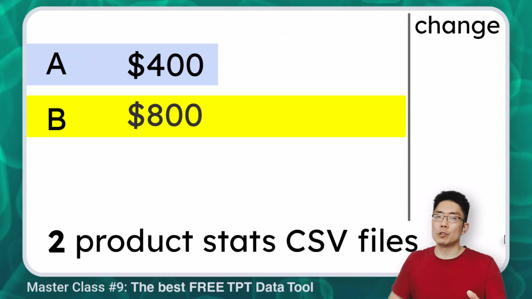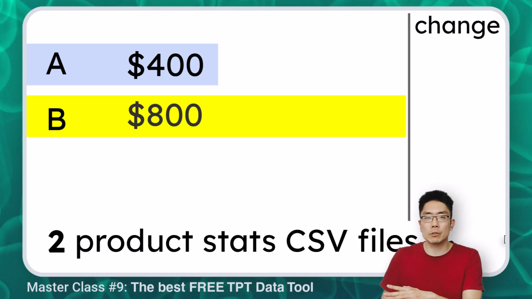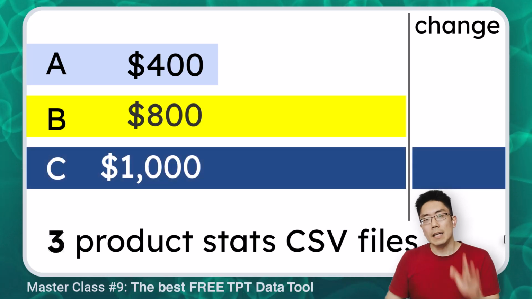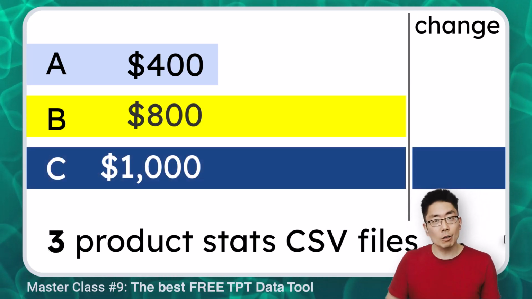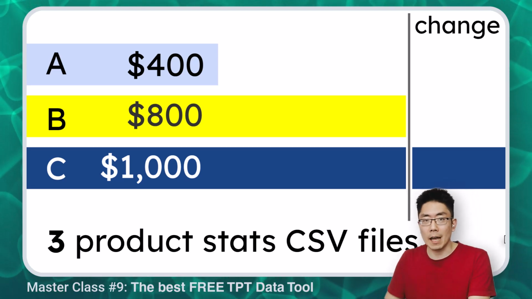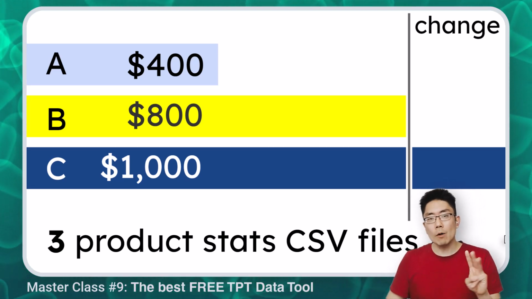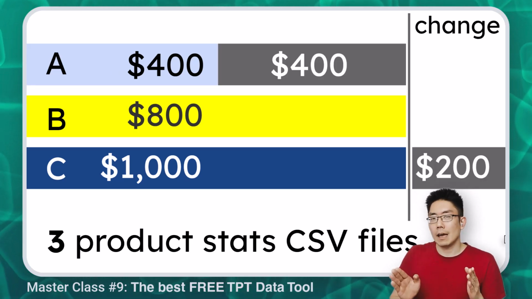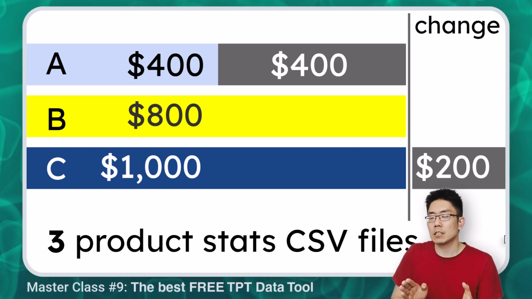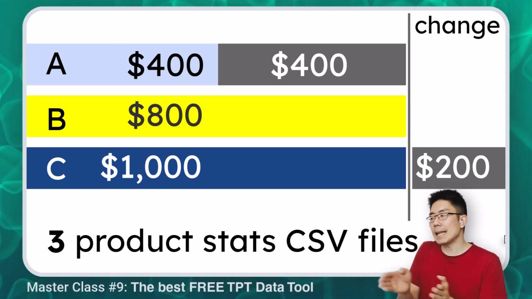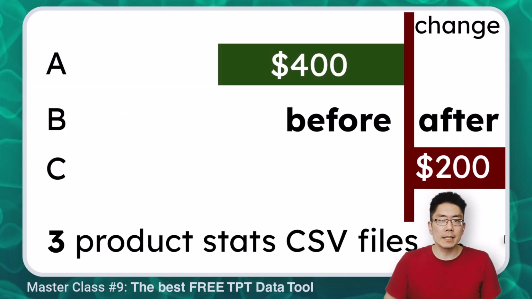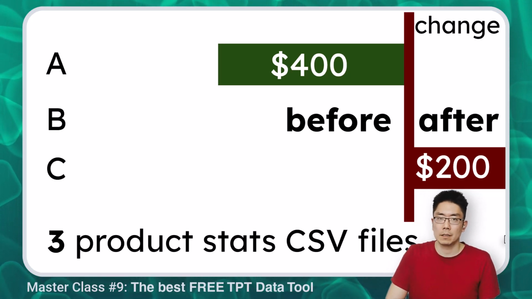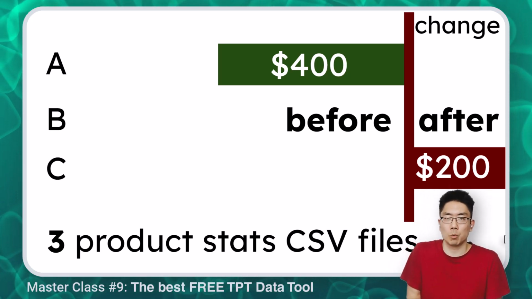And let's say in the future, you do some sort of change to your resource and you download that product stats CSV, I'm going to call that point B. And if you wait a little bit of time and you download your product stats CSV a third time, I'm going to call that point C. Well, now we have 3 points in time and 3 product stats CSV files. And we can figure out how things have changed before you change the product and after you change the product. Then we can say things like, well, before I changed it, I made $400, and after I changed it, I made $200. Therefore, the change actually made the product worse.